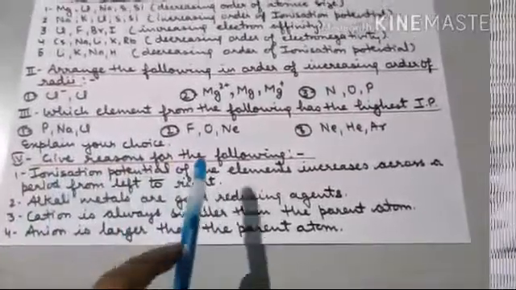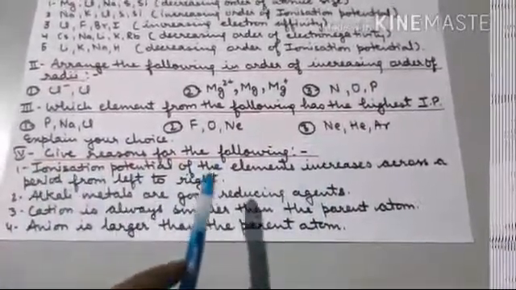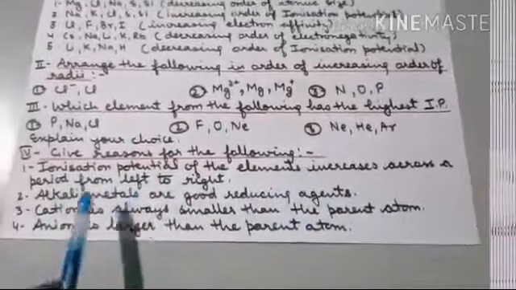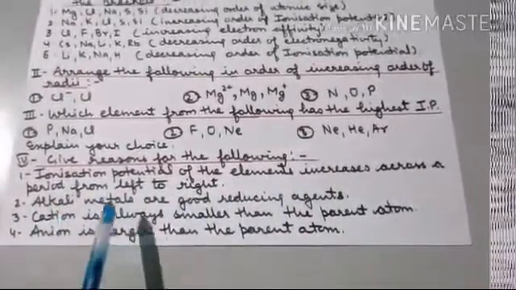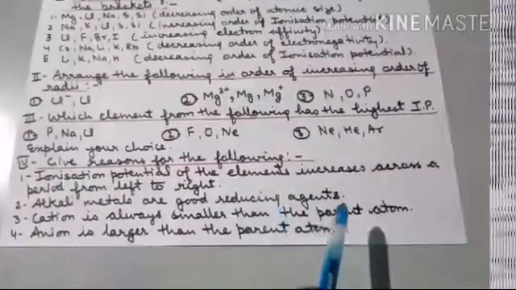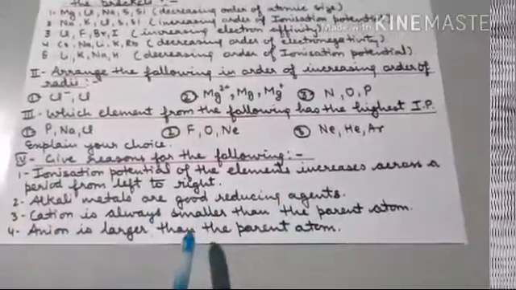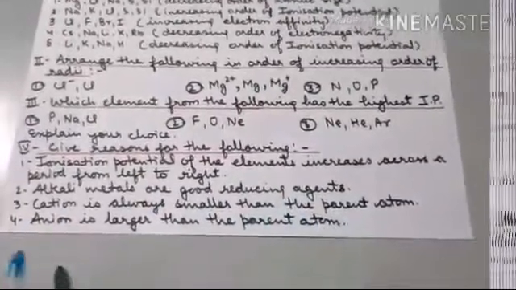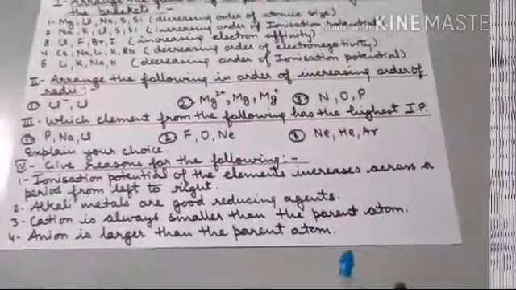Fourth, give reasons for the following. Ionization potential of elements increases across a period from left to right. Second, alkali metals are good reducing agents. Third, a cation is always smaller than the parent atom. Fourth, an anion is larger than the parent atom.